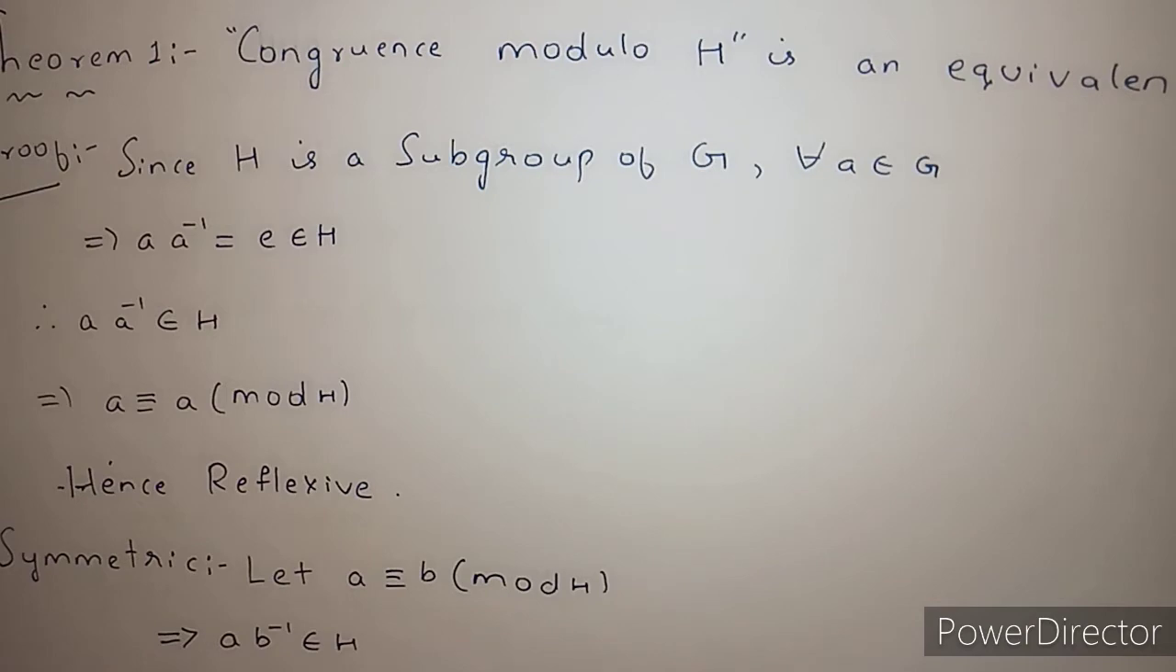So here is the first theorem. Congruence modulo H is an equivalence relation. Here we have to show that a congruent to b mod H is an equivalence relation. A relation is said to be an equivalence relation if it satisfies reflexive, symmetric and transitive, right? So we have to show that a congruent to b mod H is reflexive, symmetric and transitive. So let's get started.